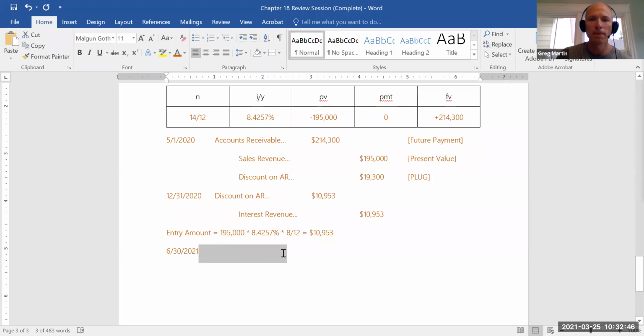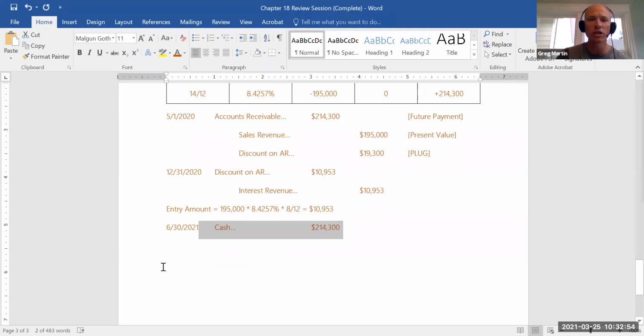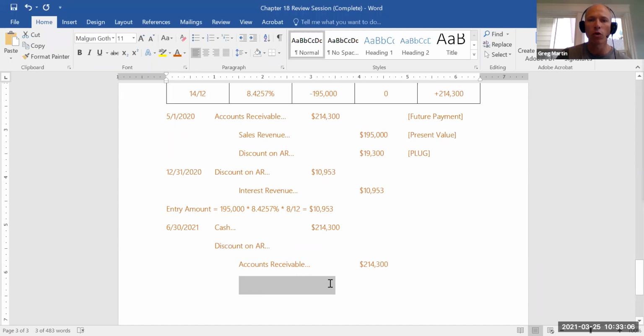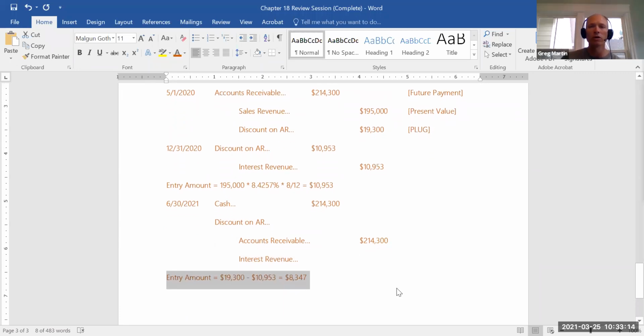All right. So now the easy part. On this date, of course, they're going to make the cash payment. So I'm going to debit cash 214,000. And of course, when they make that cash payment, we're going to take the accounts receivable off of our books. The only part now left is we do need to continue to amortize our discount. And as we amortize our discount, we record our interest revenue. We just need to figure out the amount that we're going to record.